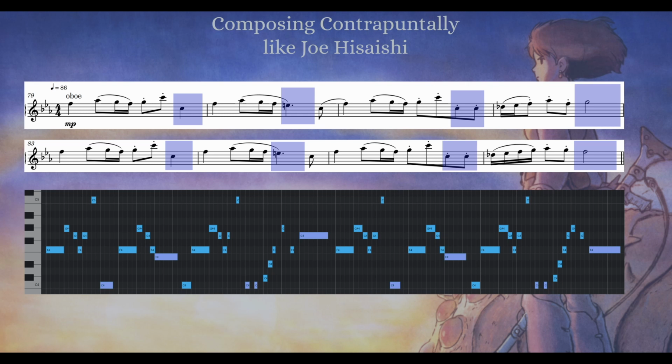If I were to write a contrapuntal accompaniment also in the oboe, I would be forced to share a similar register with the melody. The closer in registral proximity a contrapuntal supporting line is to the melody, the more it runs the risk of interfering or distracting us from that melody. In this case, Hisaishi doesn't want to interfere with our ability to hear the melody clearly, so here's what he does in the first four measures.